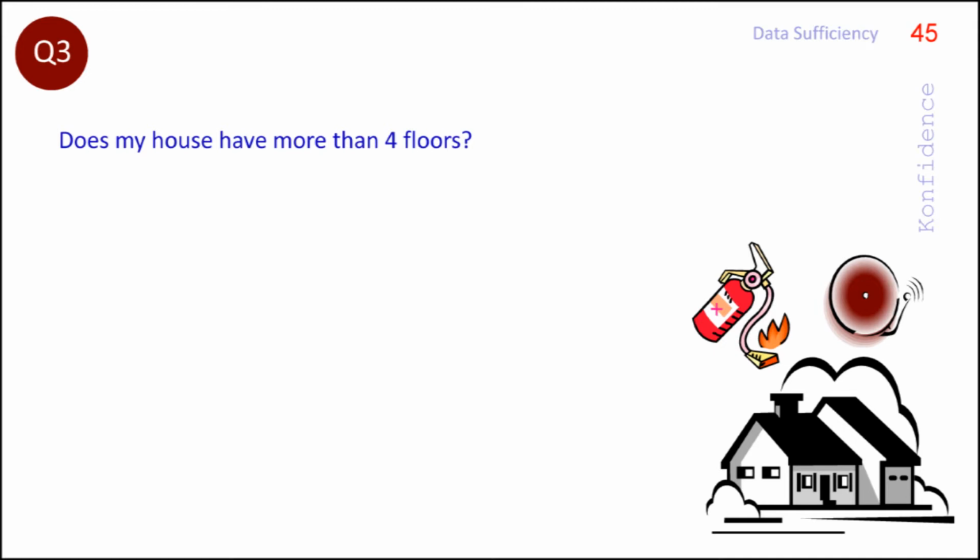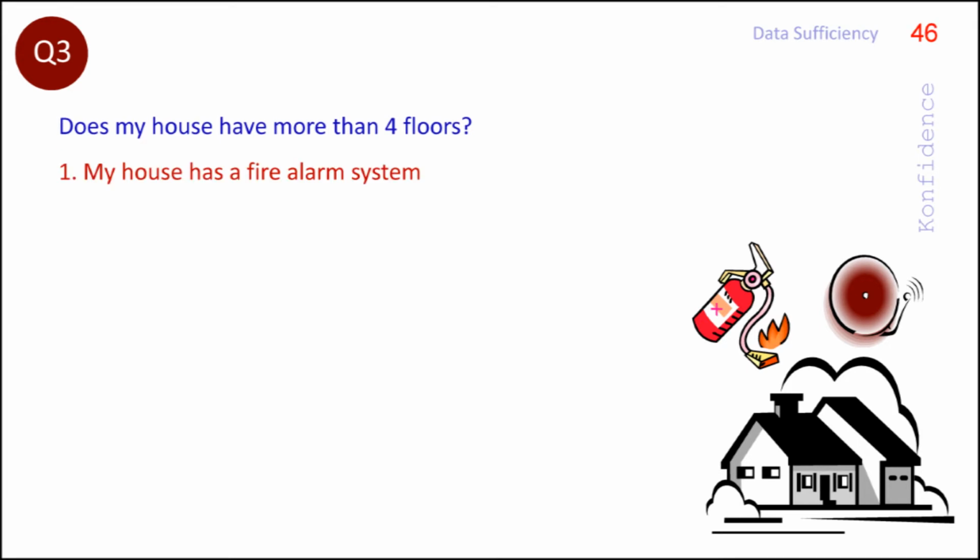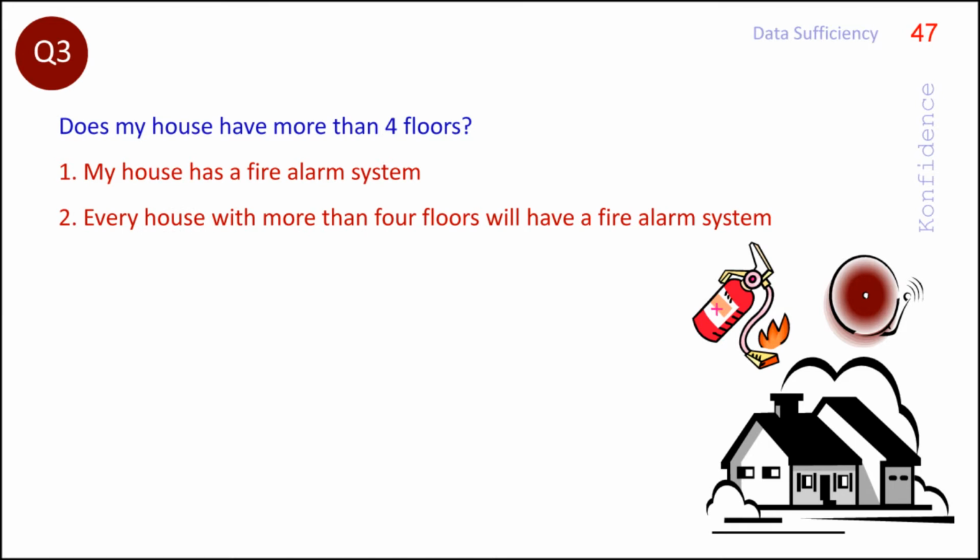Now, let us look at an example. Refer question Q3. Q3 runs like this. Does my house have more than 4 floors? Statement 1. My house has a fire alarm system. Statement 2. Every house with more than 4 floors will have a fire alarm system. Mark the answer according to the options that we discussed before.